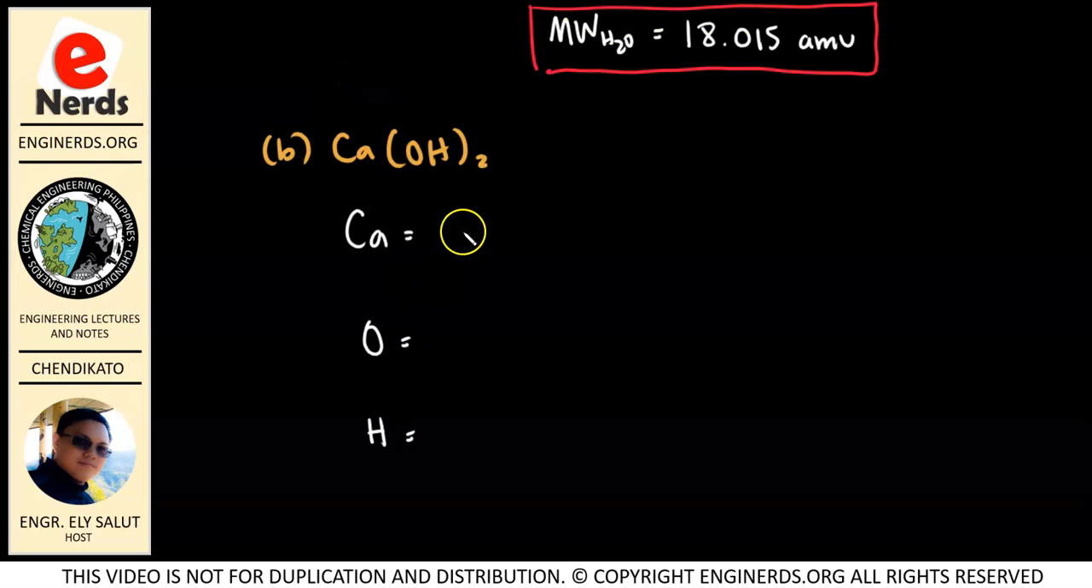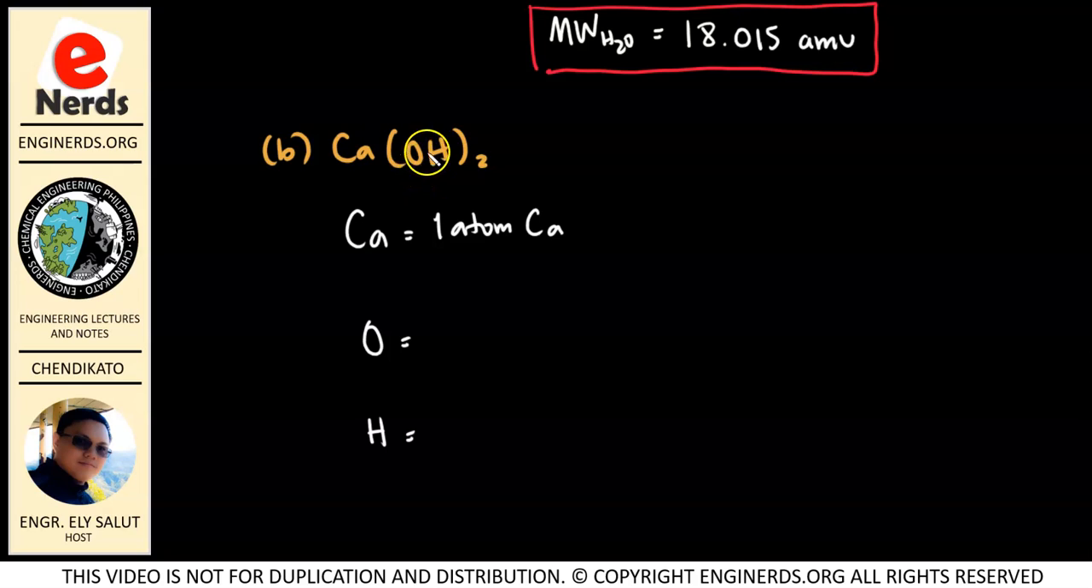So, ilang atoms meron tayo ng calcium? So, isa lang, no? Kasi meron tayo ditong symbol ng calcium, Ca, and wala ka naman nakikitang subscript na number, no? So, that means we only have 1 atom of calcium. Okay? And then, for our oxygen, ilan yung ating atoms ng oxygen? So, as you can see, wala ka nakikitang subscript, no? So, that means we have only 1 oxygen here.